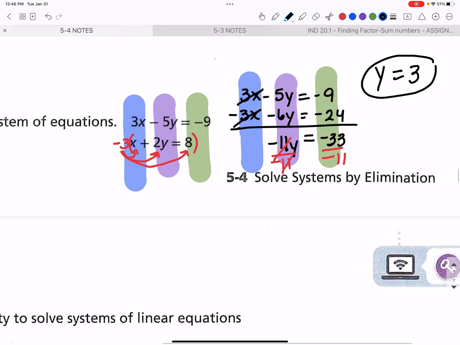So there's half my answer, okay? Now, I need to take one of the other equations, and I am personally going to choose this one right here. X plus 2y equals 8, my original little guy, okay?